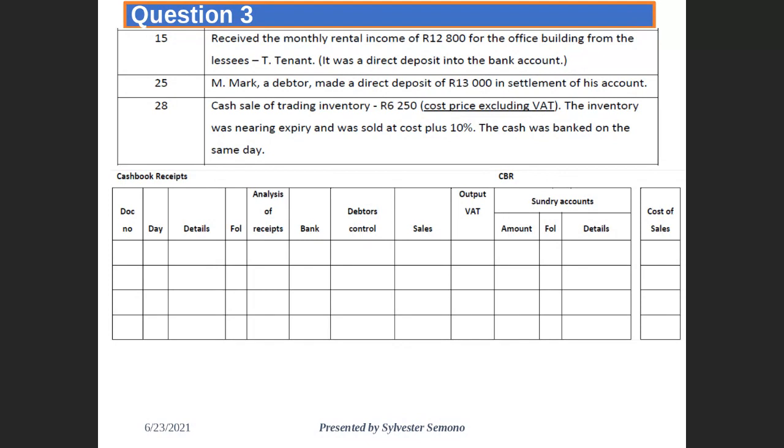What I'm going to start with is the day, which will be the 15th. Please, you must stop me if you don't understand. And then who can tell me what must I write under details? Right on the chat here. Details, what must I write? What must I write under details for this on the 15th here?